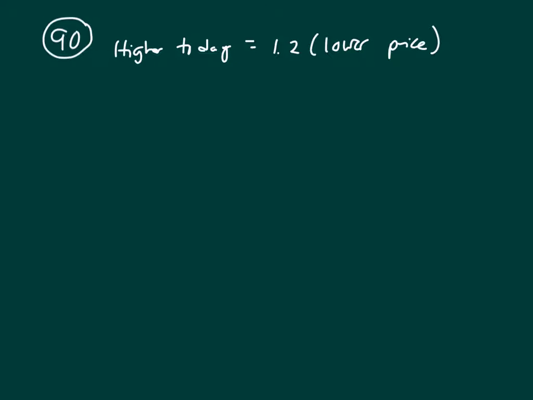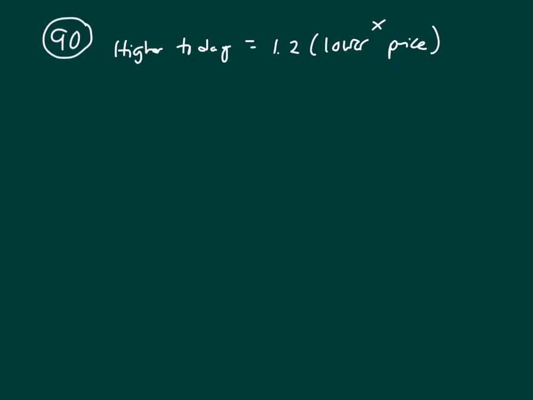The reason it's 1.2, you would need to take that lower price plus 20%, and that would give you how much it increased. And so 1 plus 0.2, that's how I get the 1.2. Let's call lower price X.